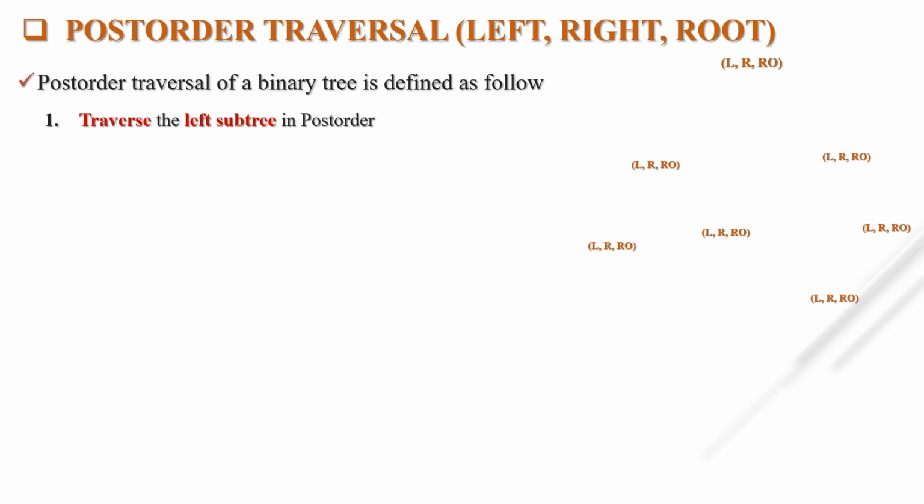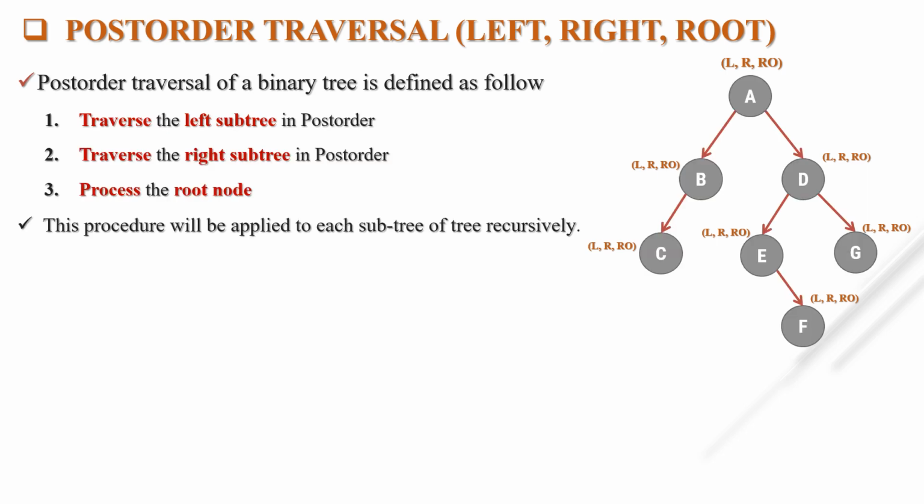Now obviously in the post order traversal, what we have to do? First we have to traverse the left subtree, then the right subtree, and then process the root node. Whenever we process the root node, that is our output. Remember this: whenever the root node comes, that is our output, and we have to write it as output. For example, in the same tree we are applying left, right, root.